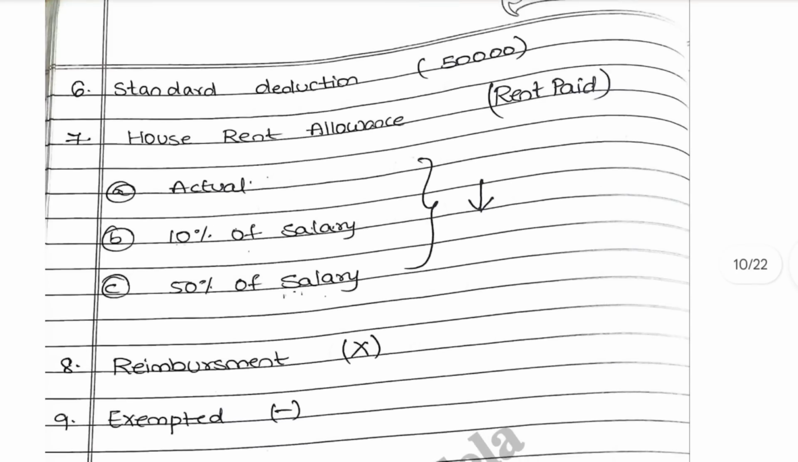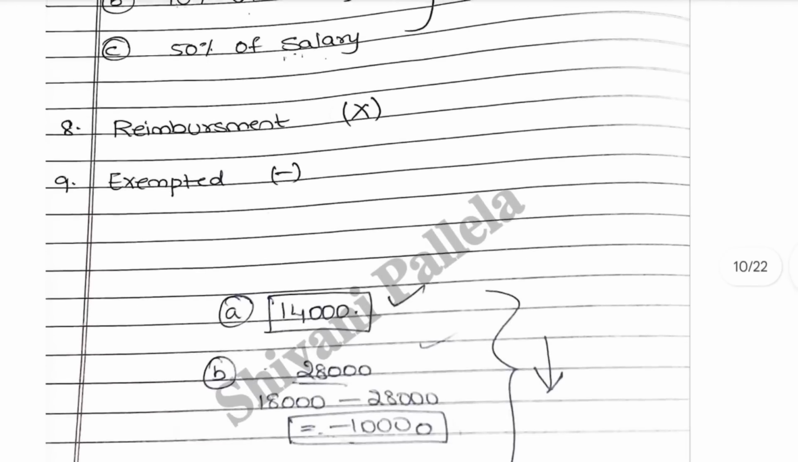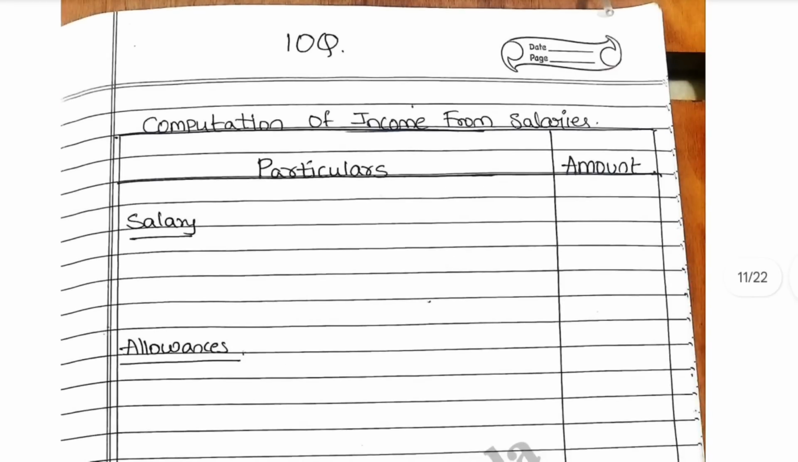House rent allowance: when they are paying house rent, paid at Bangalore, house rent paid at Chennai, that time we need to calculate the house rent allowance also. How will you calculate? Actual house rent allowance, 10% of the salary, 50% of the salary. Chennai is a metro city, so that's why we can take it as 50%. If it is not a metro city, we will take 40%. Reimbursement we should not consider. Exempted means we should minus. Yes or no? Clear? Does anyone remember all these points at all?